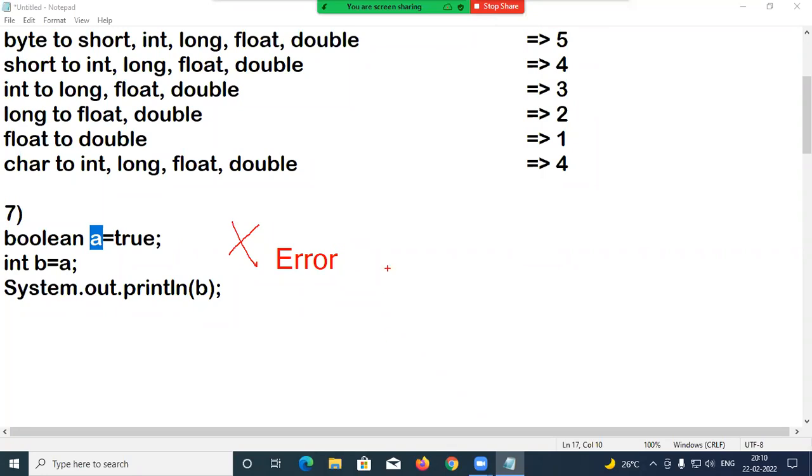Is it over? So boolean a equal to true. A is a boolean type. Okay. Assigned to B. B is an int type. Boolean to integer. Not possible. So it's an error.